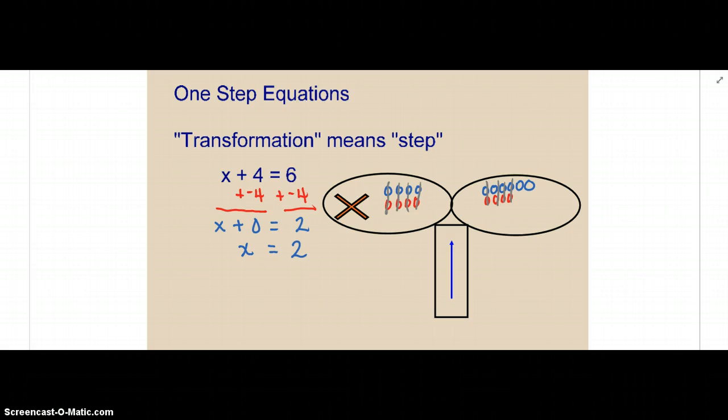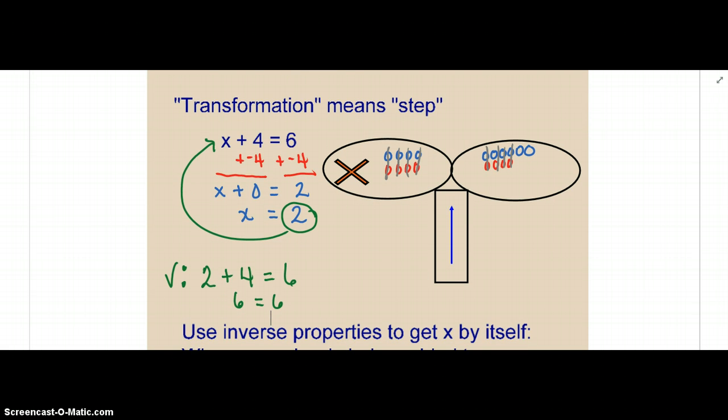Now, we also need to know how to do a check step. So a check step is where you substitute your answer in the place of the variable that represents that number, and you see if you get a true statement. So I'm going to put a little check here to show my check step, and I'm going to put 2 in the place of x and see if I get a true statement. 2 plus 4 does equal 6, and 6 equals 6. Therefore, this is true, so I know that my answer is correct.